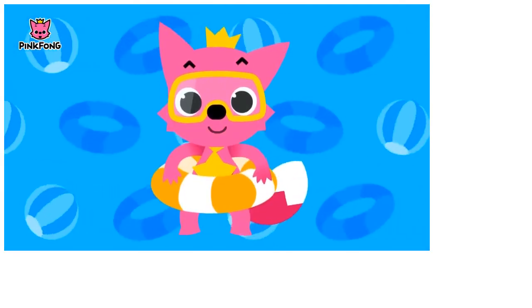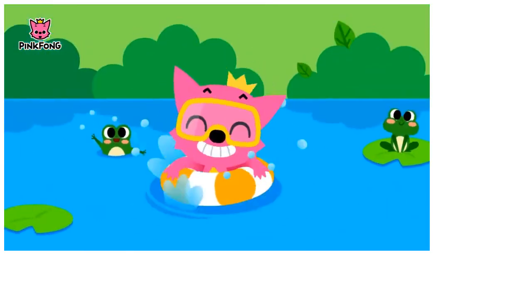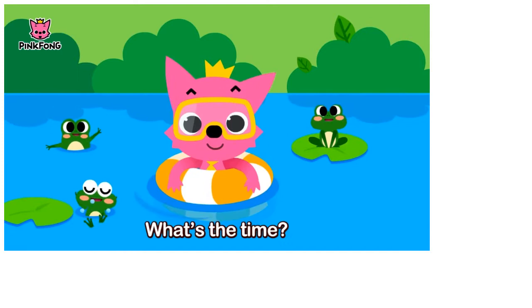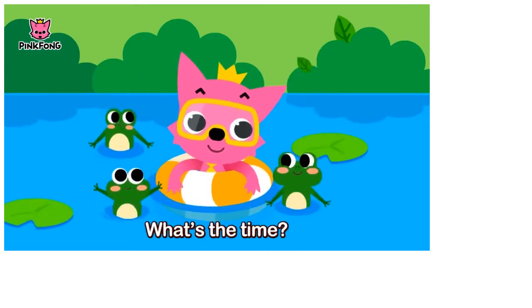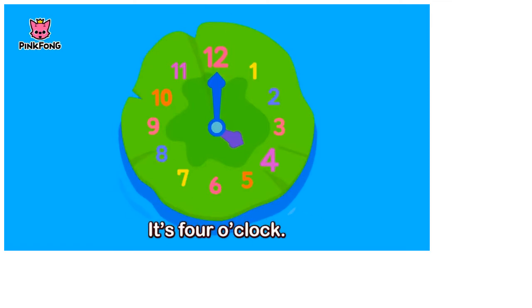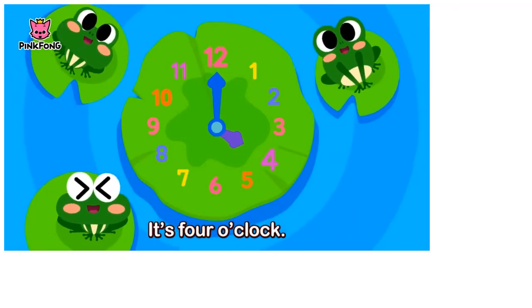Time to play! Let's go outside! Hee-hee-ha-ha-ho-ho, hee-hee-ha-ha-ho-ho. What's the time? What's the time? The short hand is at 4, the long hand is at 12. It's 4 o'clock. It's 4 o'clock.